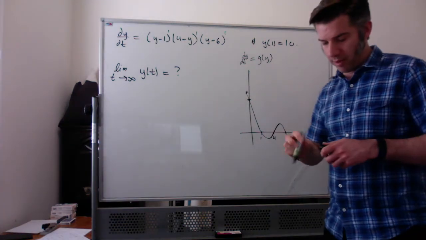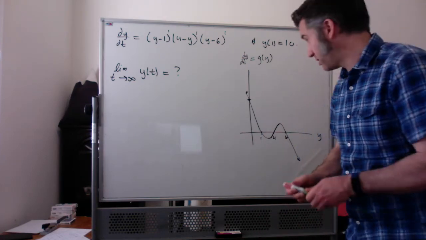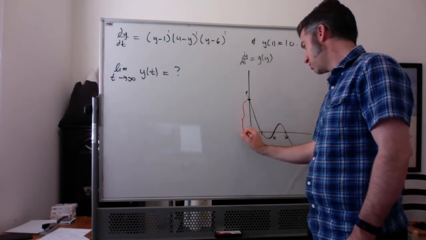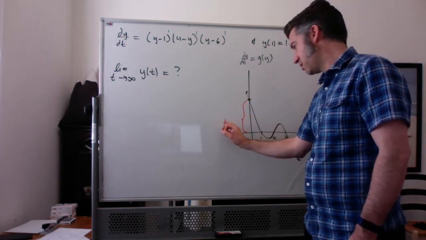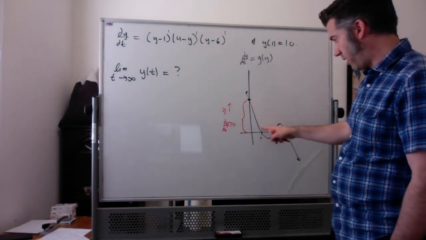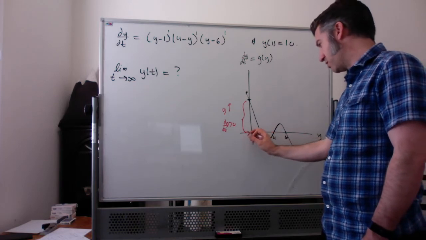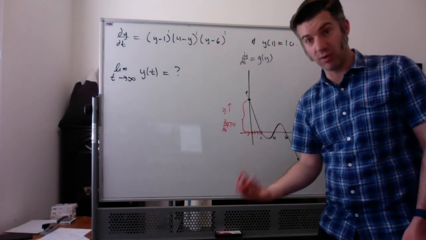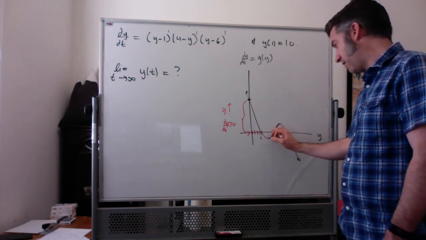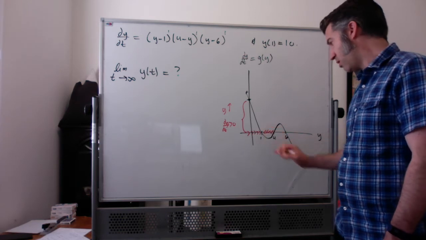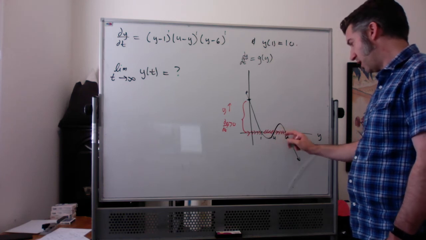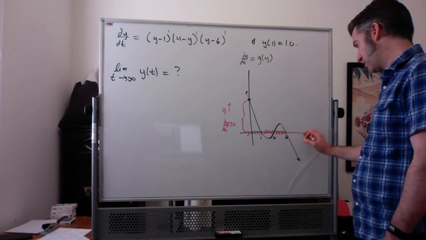Okay, here's all I really care about. When the derivative dy/dt is positive, that means y is increasing. So everywhere here where the derivative is positive, the y values have to go to the right because they are increasing. Everywhere here where the derivative is negative, the y values have to get smaller. Everywhere here, the derivative is positive, the y values get bigger. Everywhere here, the derivative is negative, the y values get smaller.